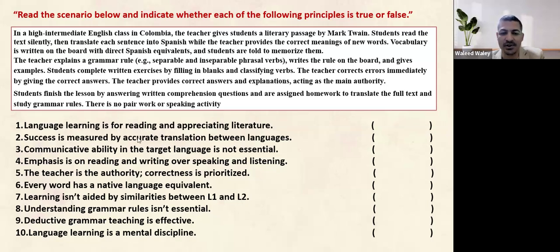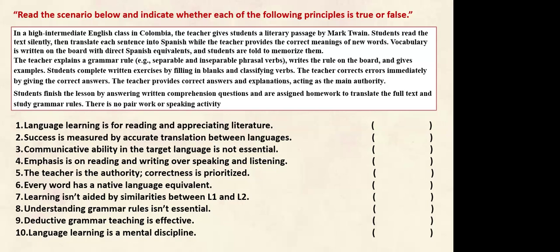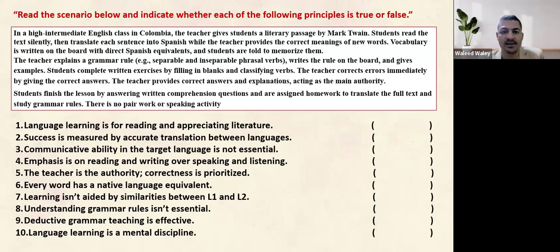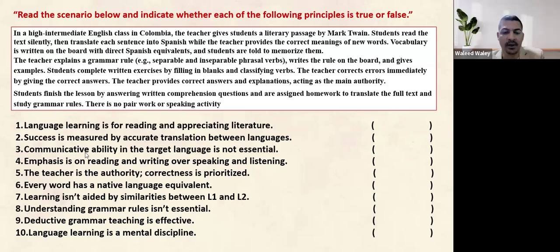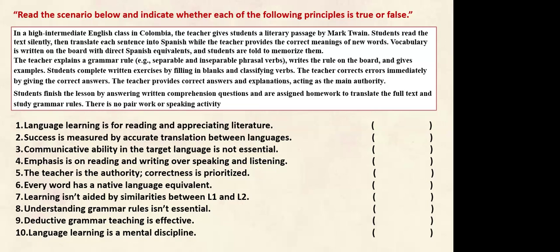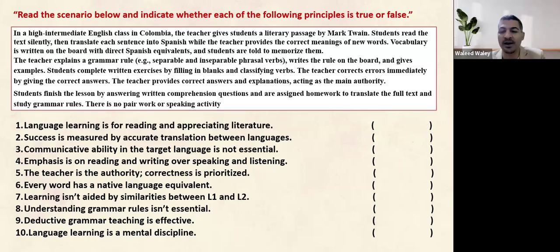Number two, success is measured by accurate translation between languages. Correct. Okay, do you have different answers, guys? No, it's correct. Communicative ability in the target language is not essential. Correct. Why correct? Because there is no speaking here, like there is no kind of communication, pair work or group work, or speaking activities there. So in the grammar translation method or the traditional method, there is no pair work or speaking activities.